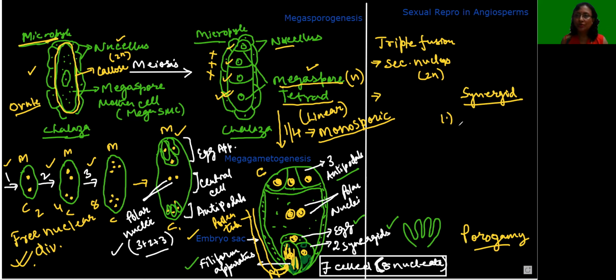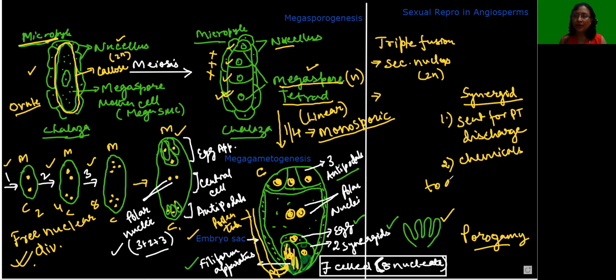So what is the function of the synergid? That it is a seat for pollen tube discharge. It's one of the functions. Then the second function, in fact even before that in sequence, is that synergids, especially these filiform apparatus, were secreting some chemicals. What for? These chemicals were to attract the pollen tube.